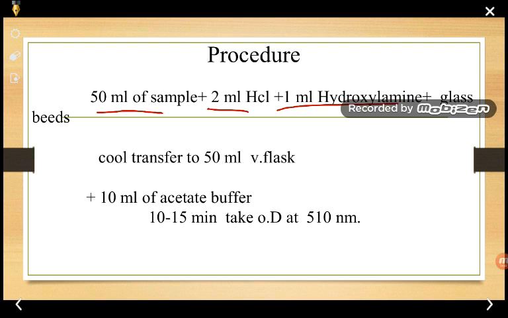Then we have to heat it till its volume is reduced to half, and then we have to cool it. Then we have to make the volume up to 50 ml with distilled water, and then add 10 ml of acetate buffer as well as phenolphthalein as an indicator. After 10 to 15 minutes we have to take the OD at 510 nm. So this is regarding the procedure of the ion concentration.